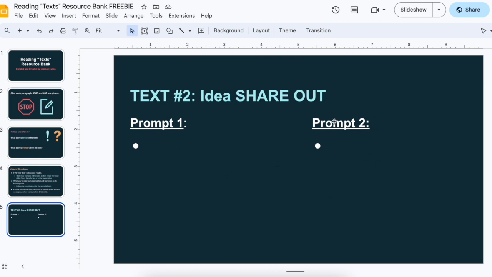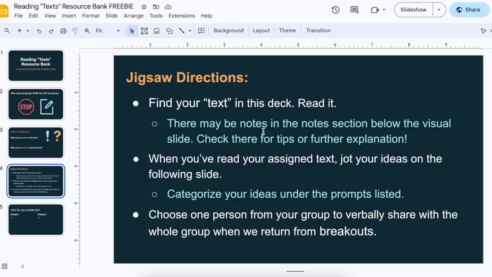So you're going to share your ideas. You're going to just write them in there so we can all visually see, and I can assess as the teacher. I can look in and see you're making sure you're working. And you also have a visual to share out when you're sharing out with a larger group. I like to put in some notes here like, there might be a notes section tip, so check there. Or when you've finished, make sure you jot your ideas on that slide and put them under the prompts listed.